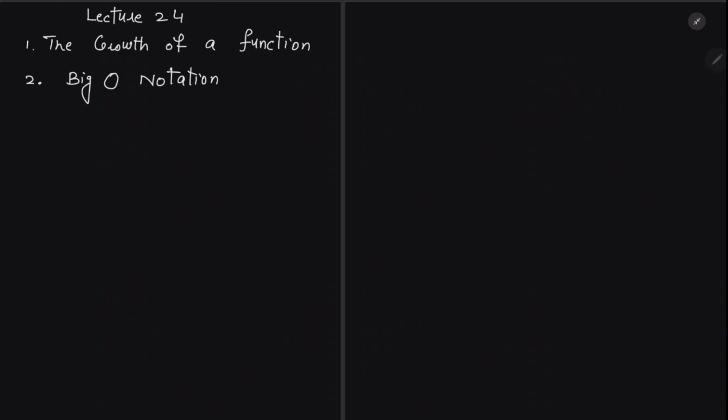In this video, I will talk about big O notation. This is the main topic of this video, but we will start from the growth of a function. In mathematics and in computer science as well, we know the importance of comparing two functions, which one is bigger, which one is smaller. So that's the topic of today's video.